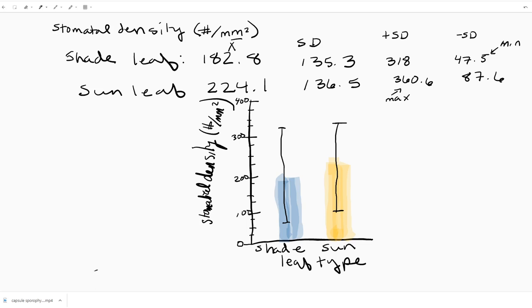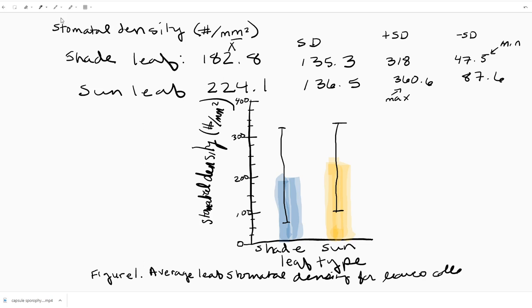variation there, and then don't forget your figure description. So this is the average leaf stomatal density for leaves collected in the sun and shade, and that's going to be the mean plus or minus 1 standard deviation is being shown.